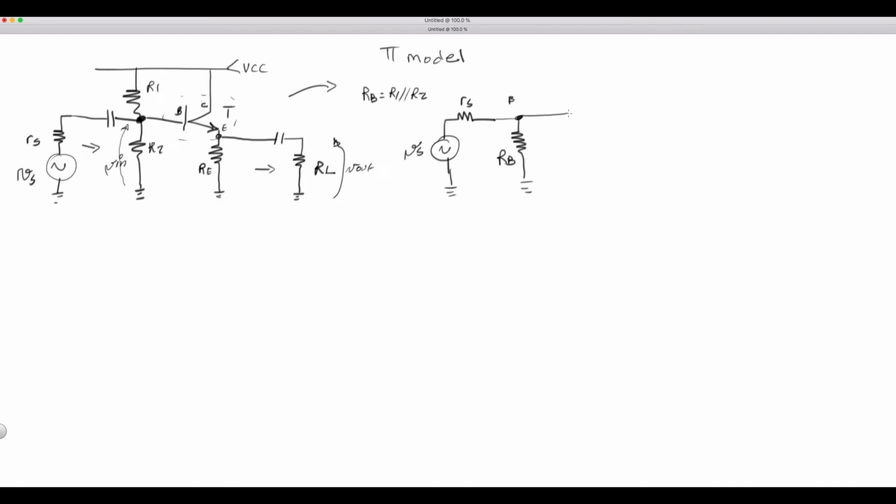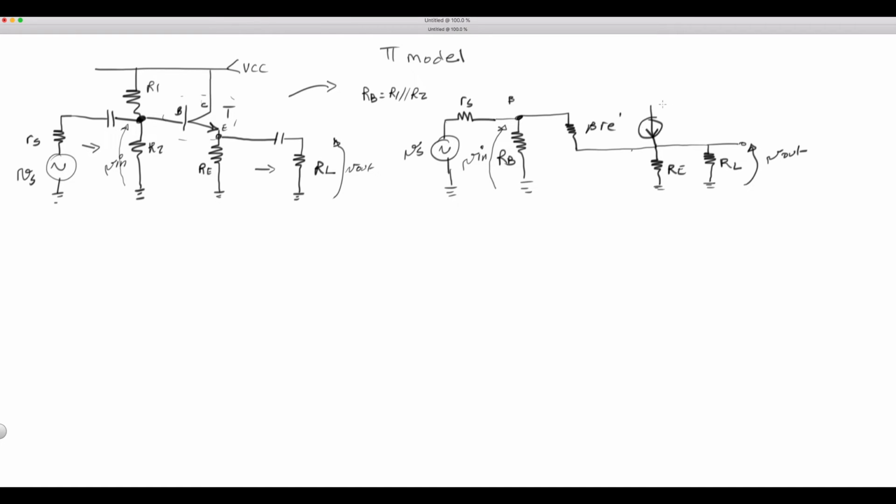However, since we're using the pi model, this would be beta RE prime, okay? And notice here, I'm just going to go ahead and put the emitter resistor right here, RE. And we know that our output will be selected here. And let's put RL right here. And V out is sampled here. We still have Vin right here. Okay, so how about the current source? Well, still there. And let's just put it in there.